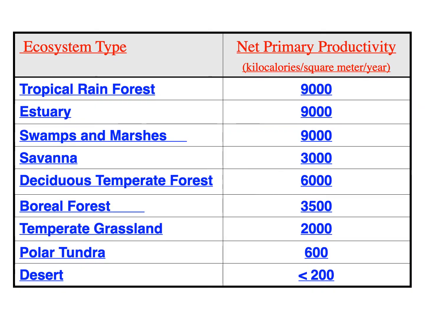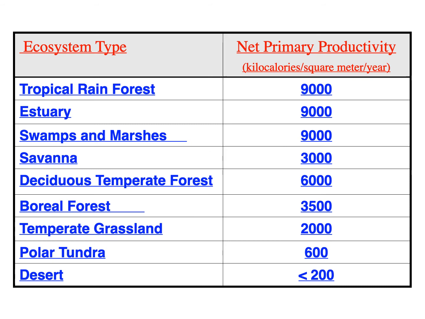And what's important to note here is that there is variation. Communities that have essentially mild temperatures and a lot of moisture have high net primary productivities, like tropical rainforest, estuary, swamps and marshes, deciduous temperate forest. Areas that are limited by their primary productivity, either because of cold temperatures or lack of moisture, have lower net primary productivities. So now savannas are lower than tropical rainforest. Boreal forest is lower than deciduous temperate forest.